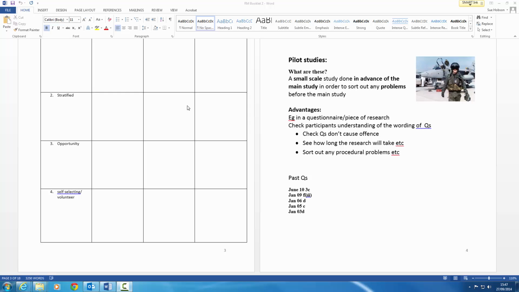Often, if it's for extra marks, they'll ask you to apply it to that specific study, so watch out for that. Try to always link it to that particular research that they've told you about, because often the second mark or even the third mark is actually for that application. So try and always get in the habit of saying why it applies to that particular research.